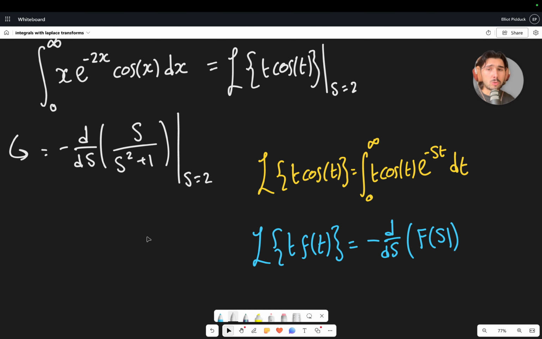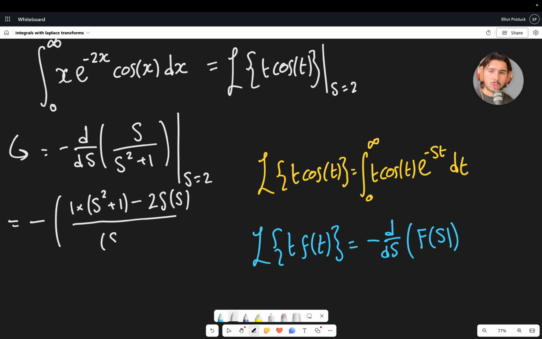You can use the quotient rule or the product rule to differentiate this. Let's just use the quotient rule because it's a bit more direct. So this is equal to minus, and I'm going to do a big open bracket here. Remember, with the quotient rule you differentiate the top function, so that's the number 1, and then you times by the original second, so s squared plus 1, and then you subtract the other way around. So you differentiate the bottom, which is 2s, and you times by just the original other function, so s again, and then you divide by the bottom function squared, so s squared plus 1 squared there.